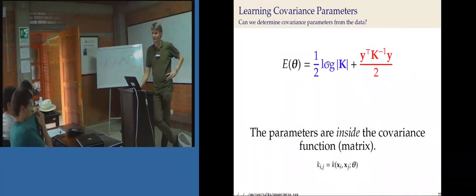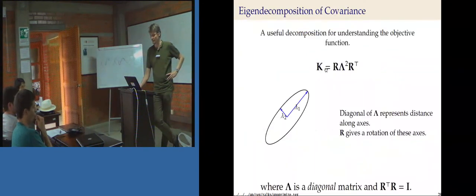So the error function, negative log likelihood, we want to minimize this guy. So we're going to look at minimization of half of the log determinant plus y transpose K inverse y. We could remove the factor of half if we wanted to.